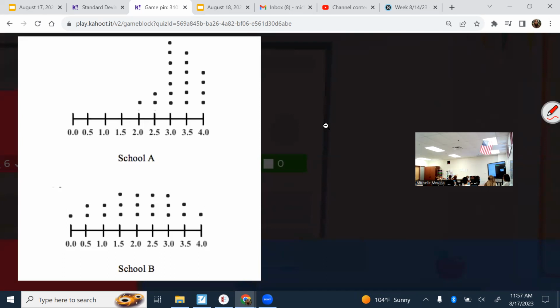Close. What does range measure about my data? And standard deviation, and IQR, and MAD. What does it tell me about my data? How spread out it is. So if you want to know which one has a lesser standard deviation, then you would just look at how spread out it is. Would you say that A is less spread out or more spread out than B?